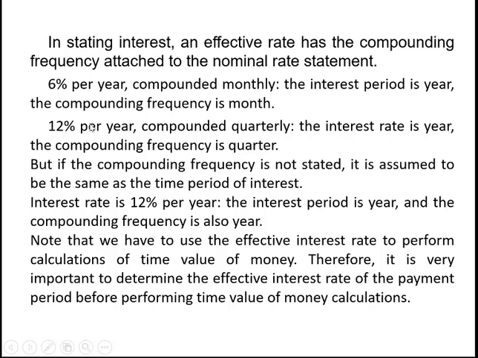Now, look at this statement. We say that 12% per year compounded quarterly. In this statement, the interest period is year. The compound period is quarter. Okay. So the 12% per year is a nominal interest rate.